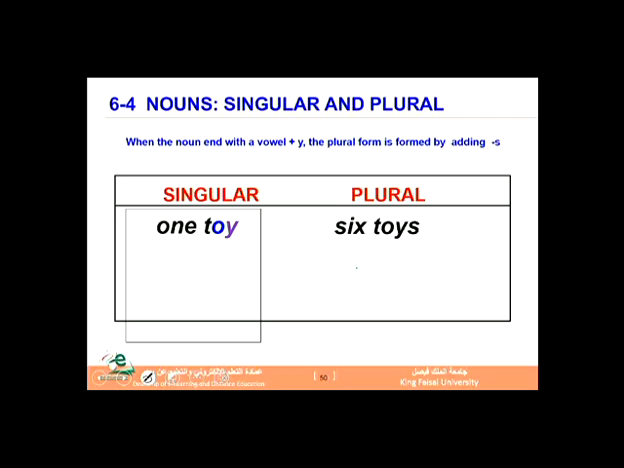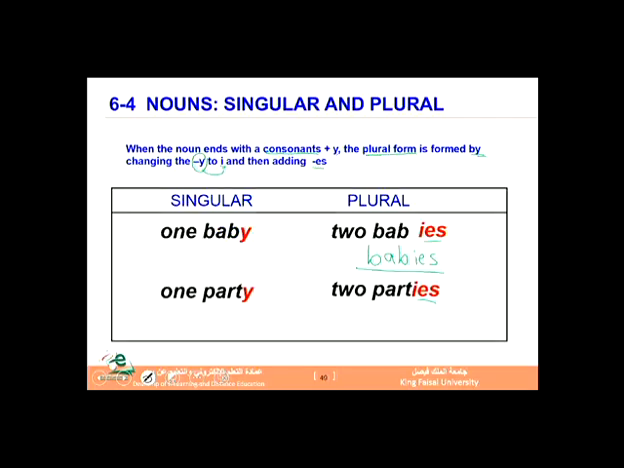Now, if you go back to the previous example, the word baby has a consonant followed by Y. So you have a consonant, then after this consonant you have Y. In this case, you delete this Y and add IES. Similarly, this T sound or T letter is a consonant followed by Y. In this case, you delete Y, you add I, then ES. Two parties.